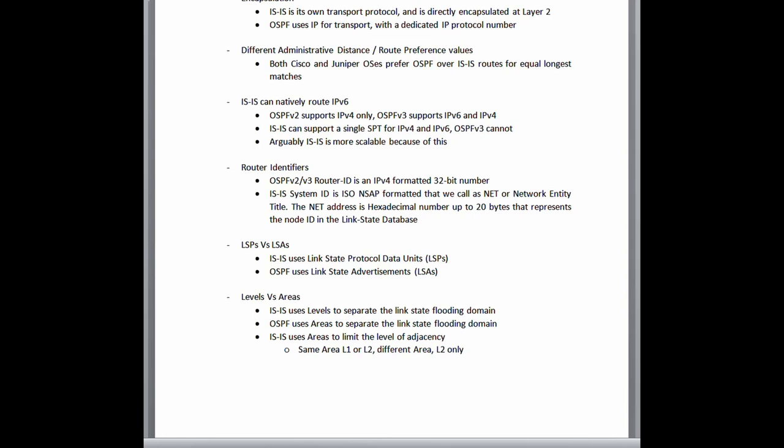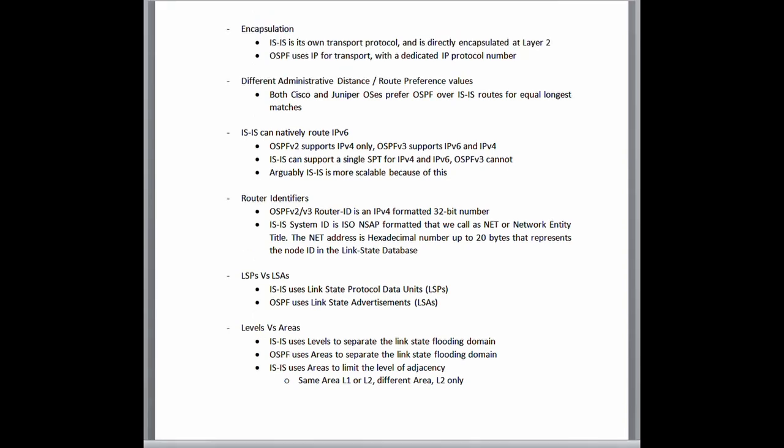And as we discussed earlier, in ISIS we have the concept of levels, whereas in OSPF we segregate the network or the flooding domain with areas. A level in an ISIS network is closely analogous to an area in an OSPF domain. Also, two routers within the same area can have either an L1 or an L2 adjacency. However, if they are in different areas, they can only form an L2 adjacency.